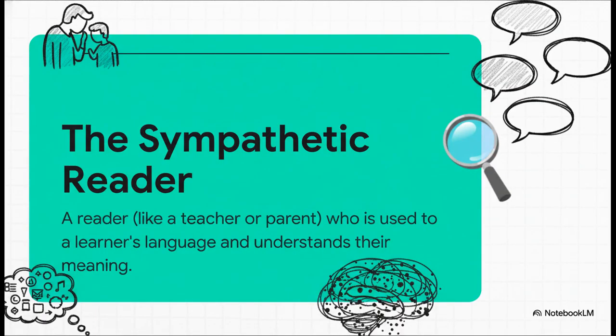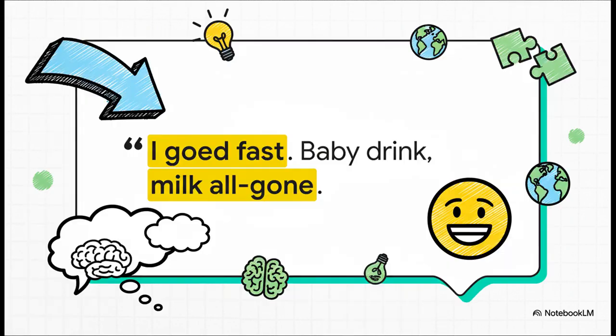Now, to really get how we assess things, you have to meet someone called the sympathetic reader. This is a huge concept. Just think about a parent listening to their toddler. The parent isn't sitting there correcting grammar, right? They're just trying to understand what the child wants. A sympathetic reader is anyone, a teacher, a friend, who is invested in understanding the meaning, not just judging the perfection of the language.